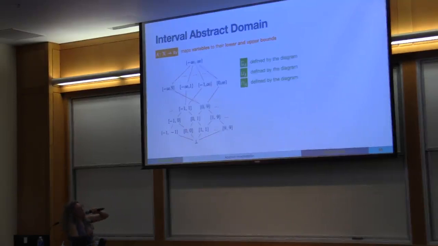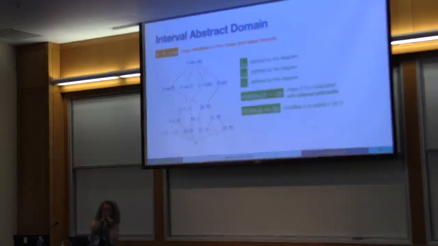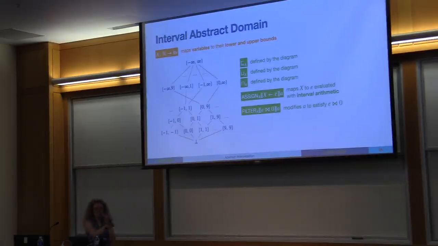So the operations, the orders are the same as before. For the assignment, you do similarly as for the signs, but now we evaluate the expression with the integral arithmetic. The filter also modifies the expression to satisfy the bounds. If you say greater or equal than 0, you're going to remove any lower bound that is smaller than 0. But now we have a lattice that is actually infinite in height.